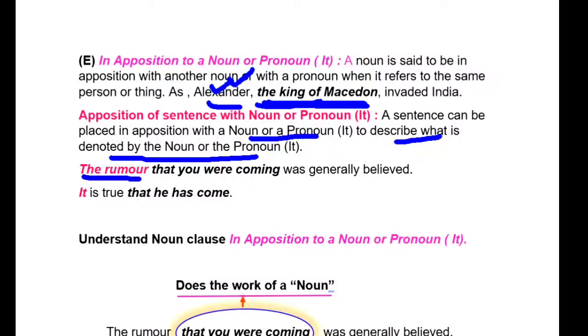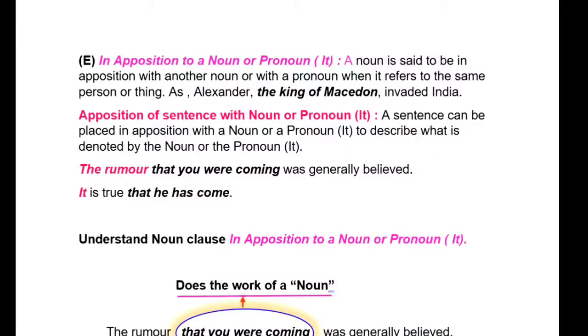What is the rumor? Rumor is the noun. What is the rumor? The rumor is that you are coming. This is the rumor that you are coming, and this is a clause. So this is a noun clause in apposition to the noun rumor. It is true that he has come. It is true. What is true? It. What is it? That he has come. The pronoun it refers to that he has come. So that he has come is the apposition to the pronoun it. So it is a noun clause.